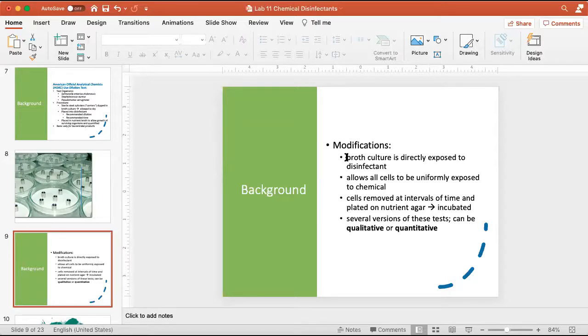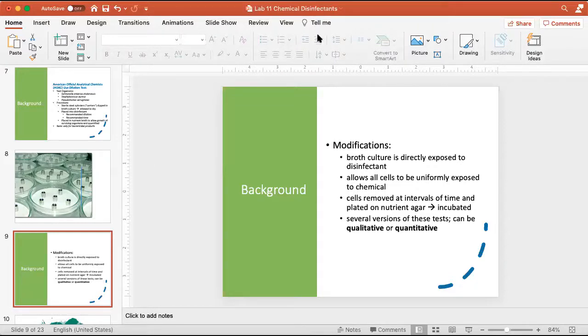Some people think that's a more realistic test because, as long as you know the starting number of cells that you have in your tube, it will allow all cells to be uniformly exposed to the chemical because the chemical will disperse through the broth. And essentially what they do is they pull cells out of the tube every few minutes and put them on an agar plate and see how many are left. So there are modifications to the Use-Dilution Test like this.